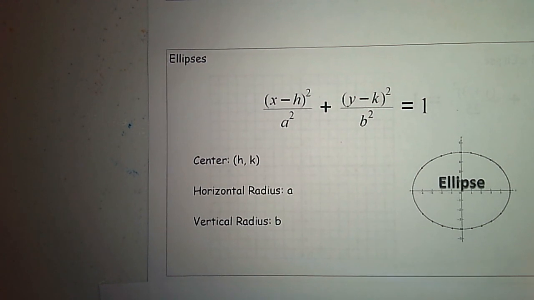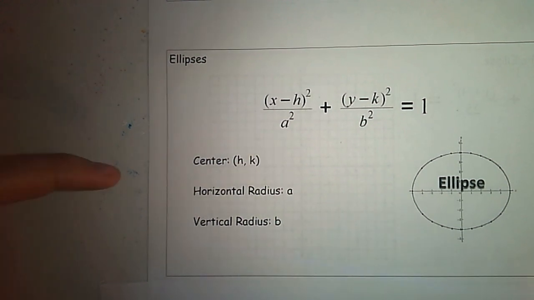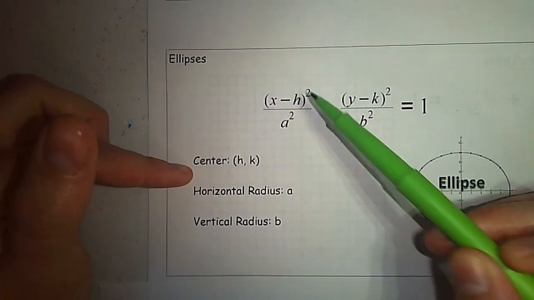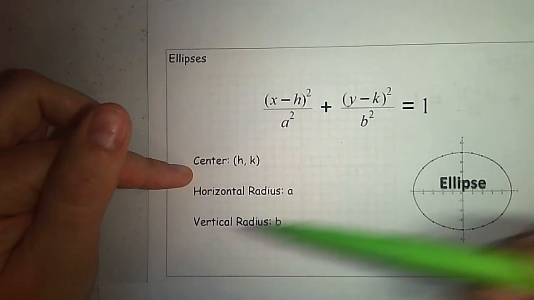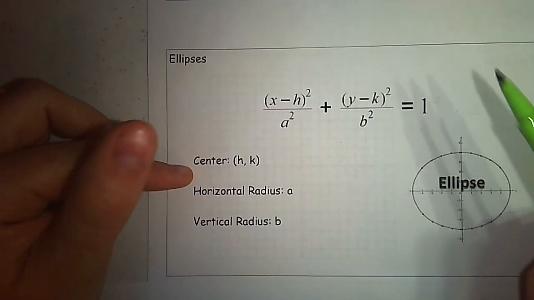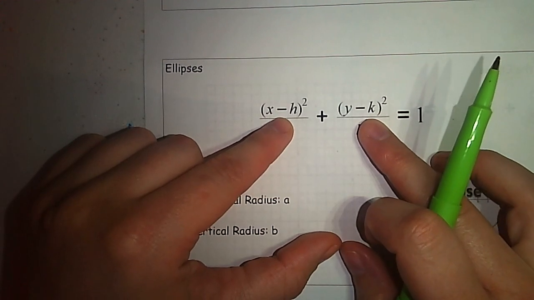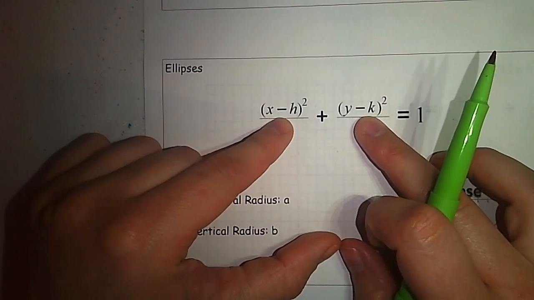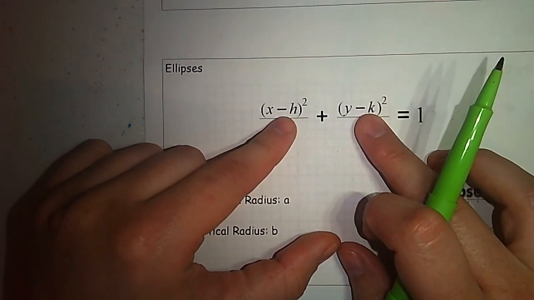So notice the center is the same exact thing as for a circle. So our h is that horizontal displacement and k is that vertical displacement. Again, notice it is the opposite of what we think. Some of you are forgetting the opposite. So opposite of what we think.